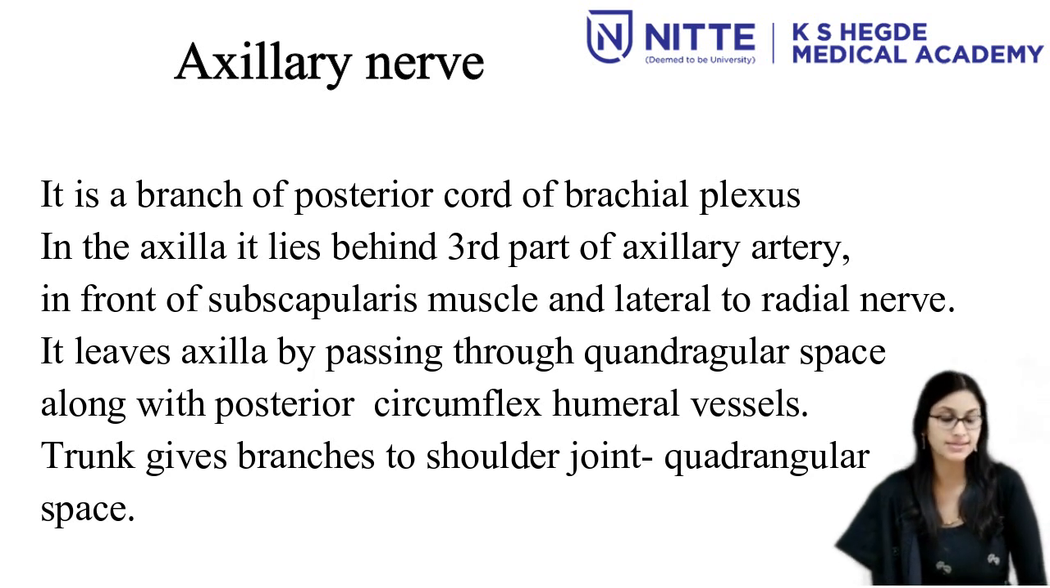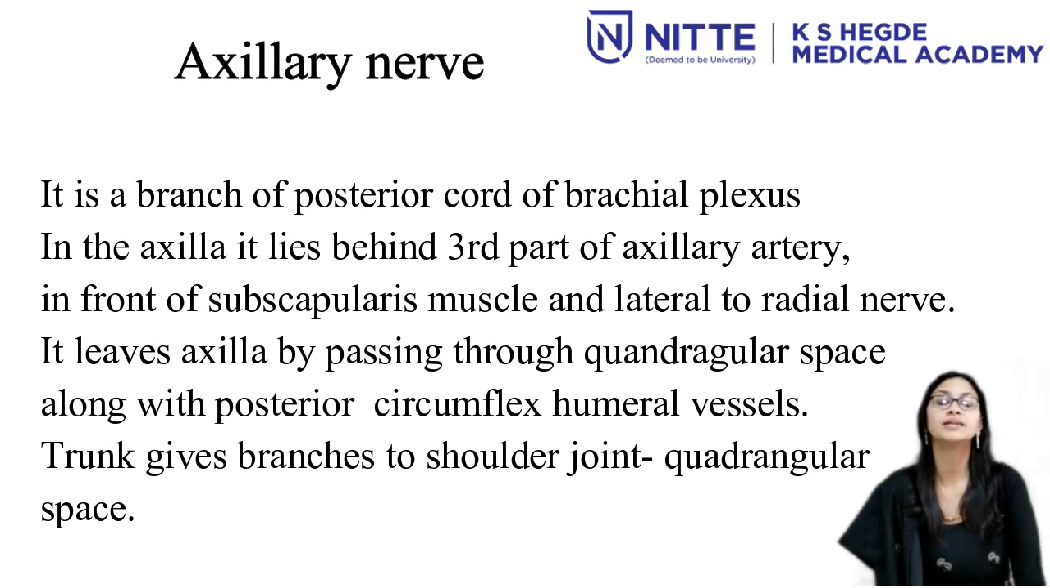Talking about the axillary nerve, which is a branch given by the posterior cord of the brachial plexus, conveying the fibers from C5 and C6. In the axilla, it lies behind the third part of the axillary artery, in front of the subscapularis muscle and lateral to the radial nerve. It leaves the axilla by passing through the quadrangular space as a content of the quadrangular space, accompanied by the posterior circumflex humeral vessels.